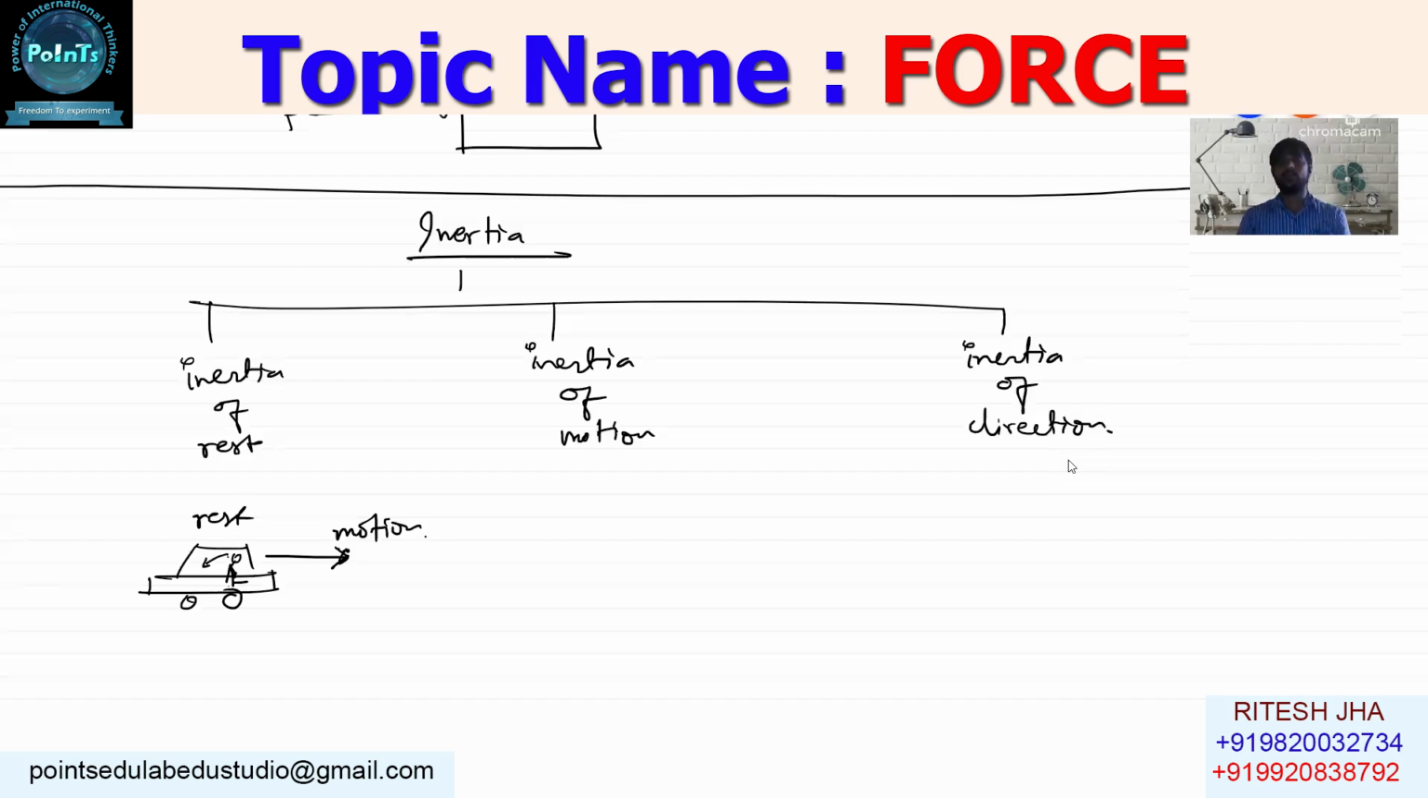Because when you were sitting in the car, the entire body was at rest with the car. As soon as the car started moving forward, the portion of your body which is in direct contact with the car started moving with the car. But the upper portion, which is not in direct contact with the car, was sent backward. Why? Because the upper body is still resisting moving forward, and that's why you're getting a backward jerk. This is known as the inertia of rest.